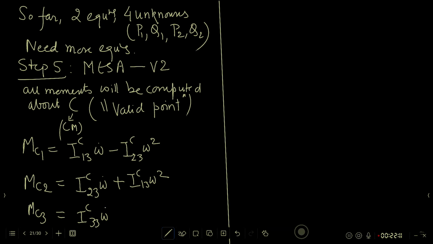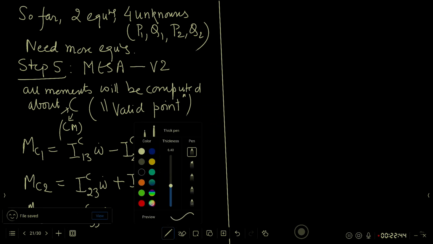So since I am writing moments about point C, all these inertia components have to be found about C. Now, many terms in this are already zero. I know them to be already. Which terms? I have already been told that there is no omega dot. So I don't need to worry about these.